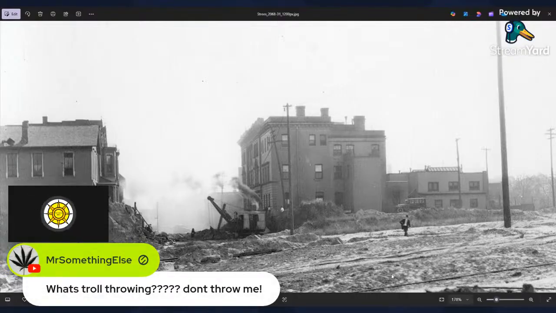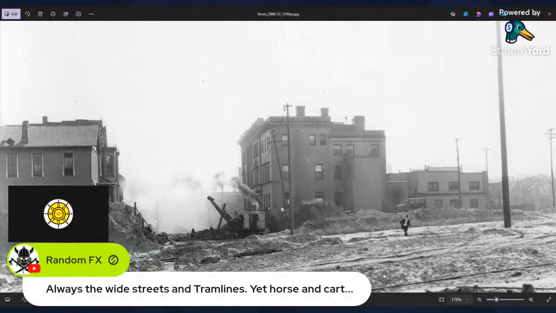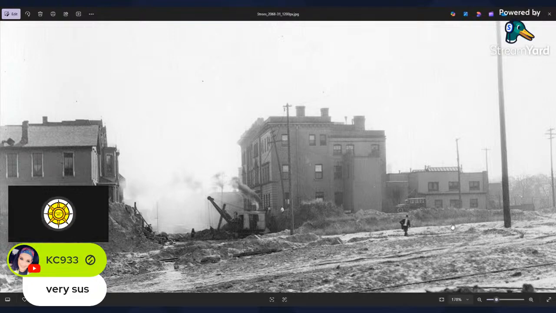So, random FX says: always the wide streets and tram lines, yet horse and cart. Yeah, that is rather peculiar, isn't it? Why do you need wide streets and tram lines for just horse and cart? So, and as KC933 says, very, very suspicious.